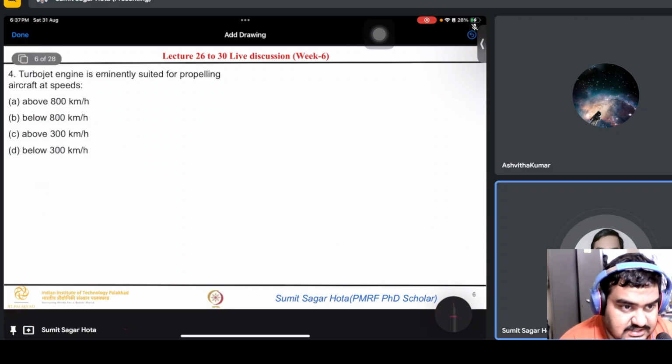Next is turbojet engine is eminently suited for propelling aircraft at speeds of what? It's actually very high speed. It will be above 800 km per hour.